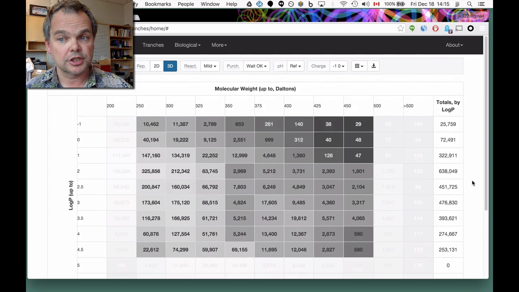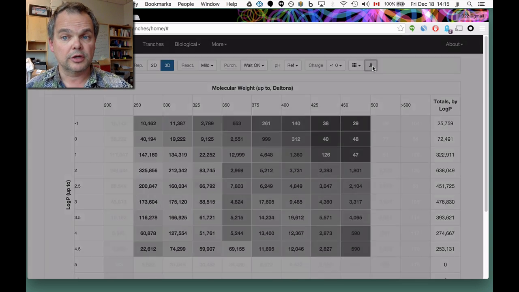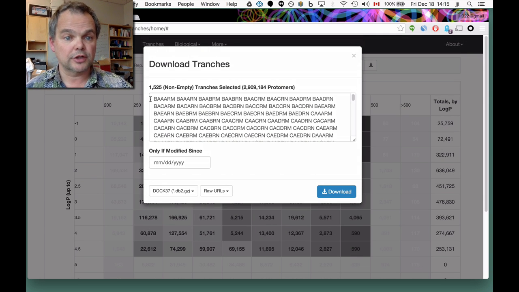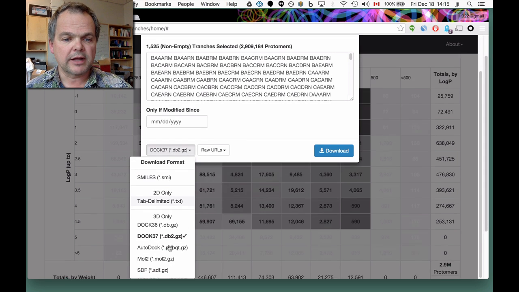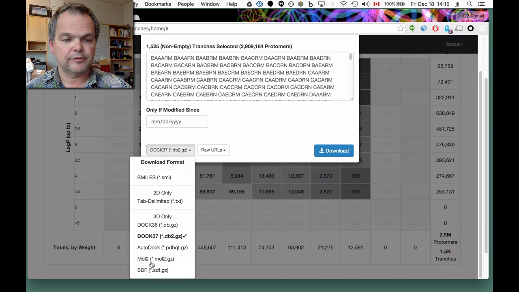In 1,500 tranches. So in order to download them, you click on this button. Now each of our tranches is encoded with a code. Don't worry about that now. It's explained on our wiki page, but these are the six-dimensional axes that you've just selected using the tool. And you can download the format that you like. For instance, SDF, MOL2, the AutoDock format, PDBQT, or one of the two DOCK formats that we ourselves use. You can also download the molecules in SMILES if you want.